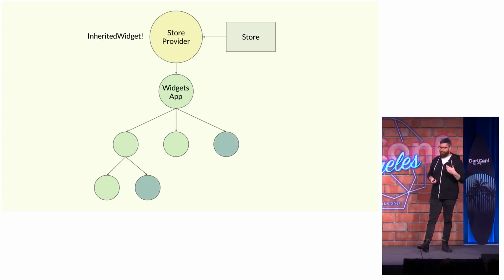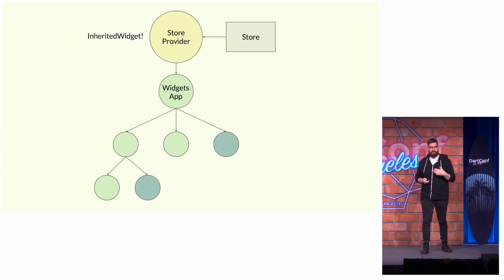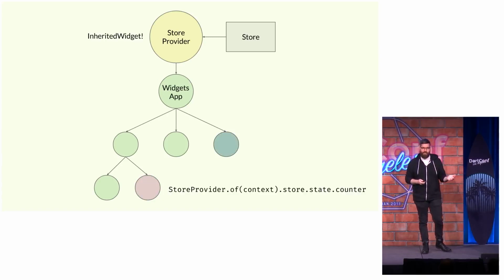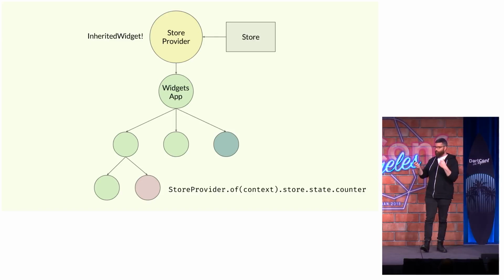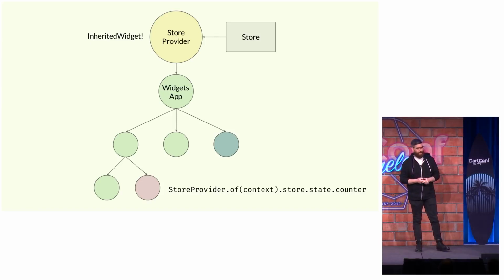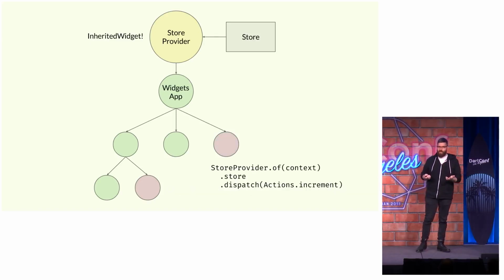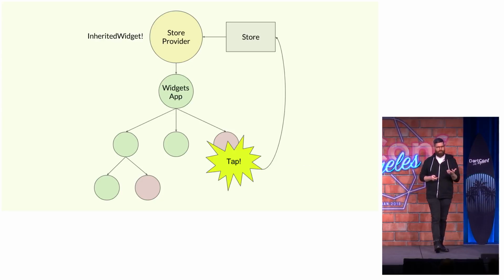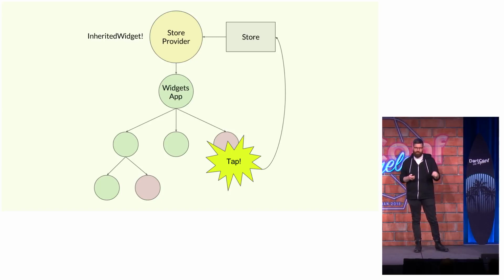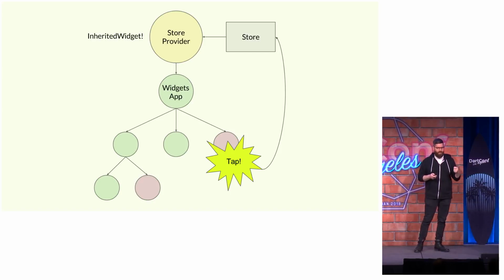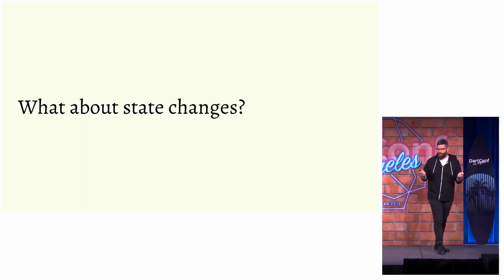So now if we need the data at these points again, we could just be naive and use the power of inherited widget. We could say, hey, store provider, give me the state of the counter right now. And on the other side, we could have our button, and when it's tapped, we'll say, okay, store, I want you to dispatch that action. So this is going to be interesting, because if we tap on this thing, you might have noticed, where's the stateful widget? So how do we actually tell Flutter to redraw? It will dispatch this action, the store will be updated, but what about state changes for Flutter?